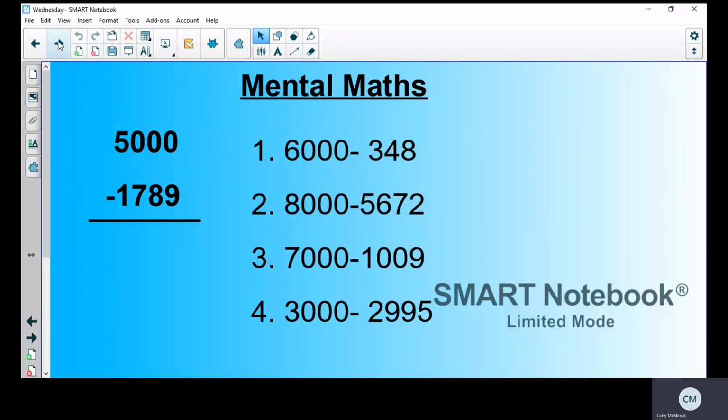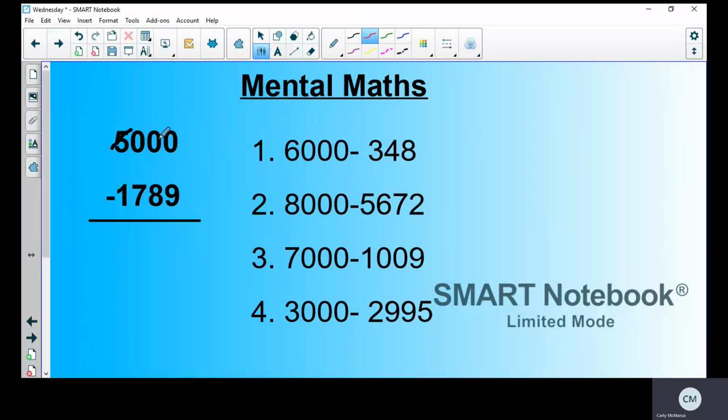So again, it's subtracting, but this time it is subtracting from a number that has zeros in it. So here we've got 5,000 subtract 1,789. So you can't do 0 take away 9. You can't borrow from the tens. You can't borrow from the hundreds. So you need to borrow from the thousands.